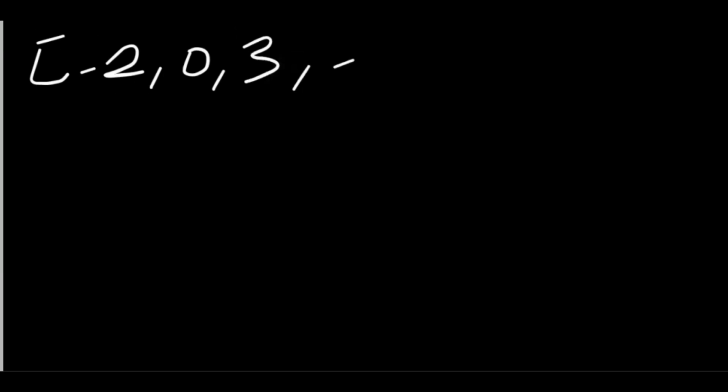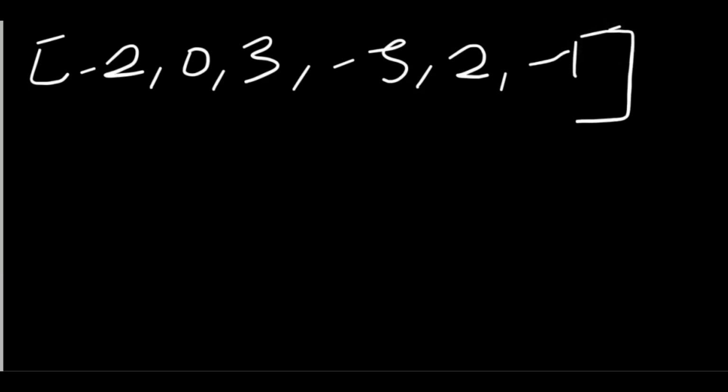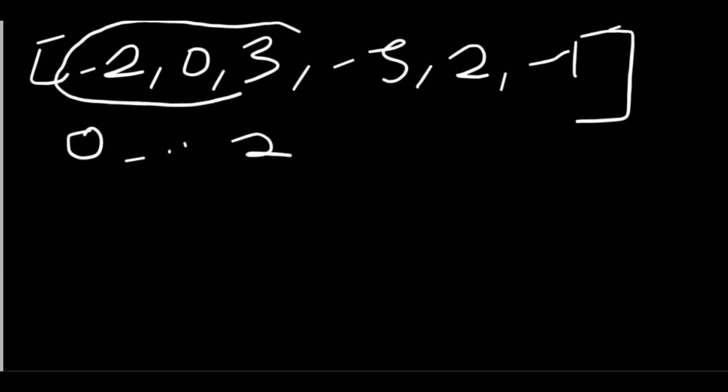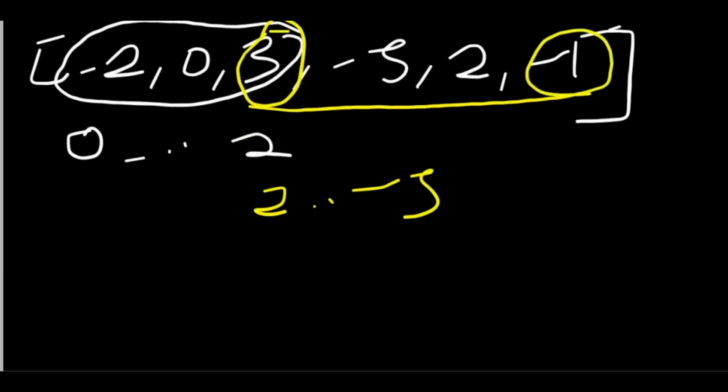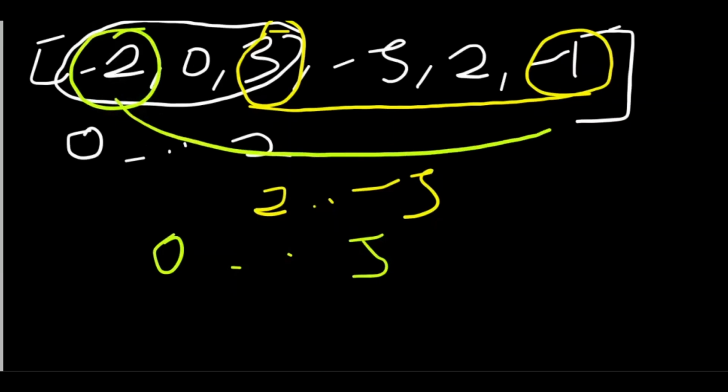So we are given the numbers -2, 0, 3, -5, 2, and -1. And basically the first intuitive approach you might think of is that when we are given index 0 up to 2, we can just loop from index 0 up to 2, and if we're given index 2 to 5, we can just loop and find the sum of the numbers from index 2 to 5. And if we're given index 0 up to index 5, we can just run another loop again.